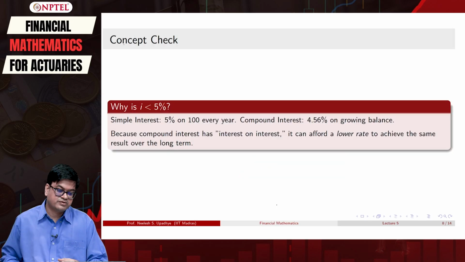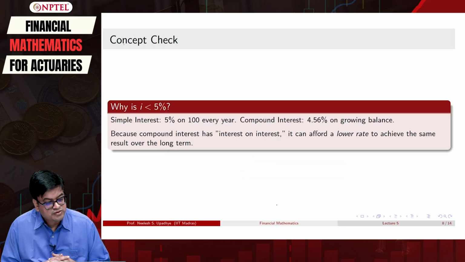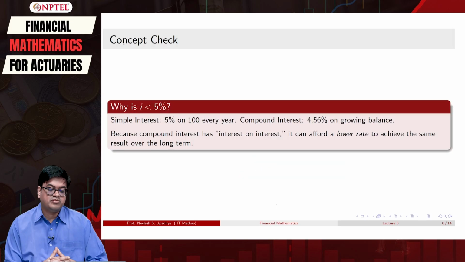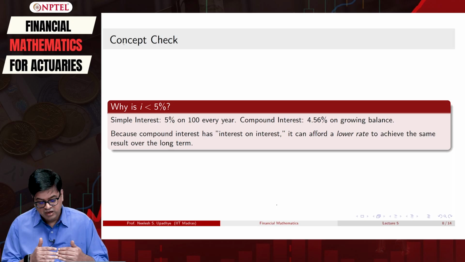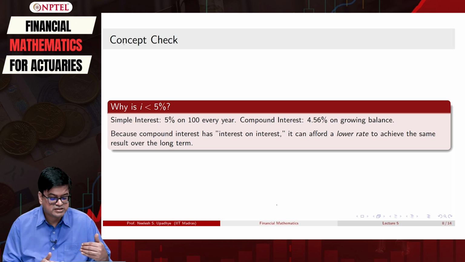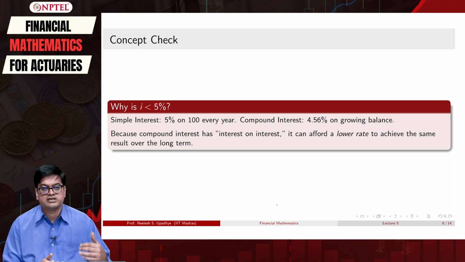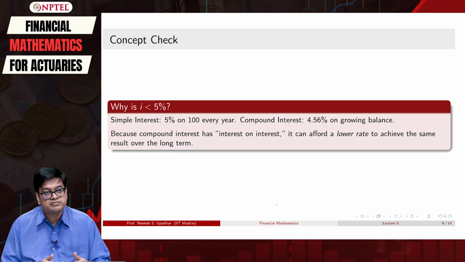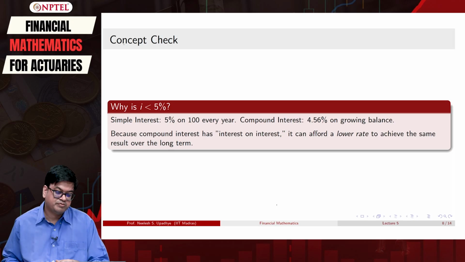That's the conceptual note that I am talking about, where why should i be less than 5%? Because when we are compounding, our interest itself earns interest. When we are in the simple interest world, our interest is useless, it's not earning on interest. So we can afford to have a lower rate to achieve the same result if we are in the compounding world. That's the key takeaway from this particular problem.